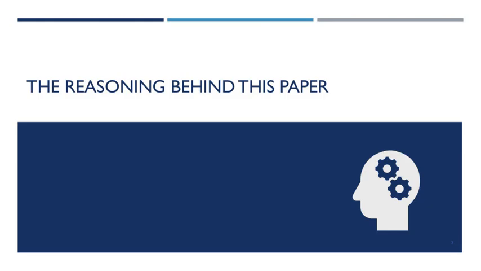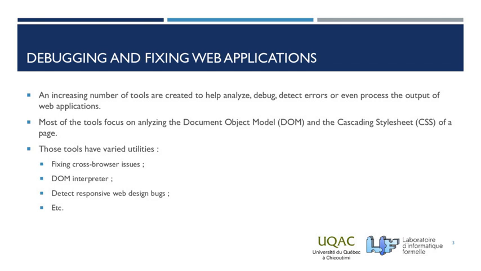First, what is the reasoning behind this paper? Well, we know that there is an increasing number of tools that have been created to process the output of web applications. By output, we mean the data that produces the visible results shown to the user, the DOM tree, the cascading style sheets associated to the page, and any other presentation properties directly assigned in a page, for example, through the use of client-side code.